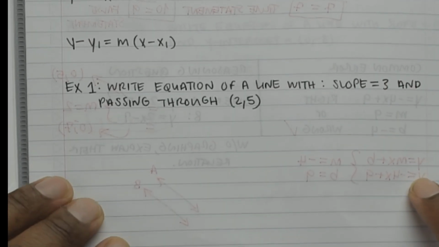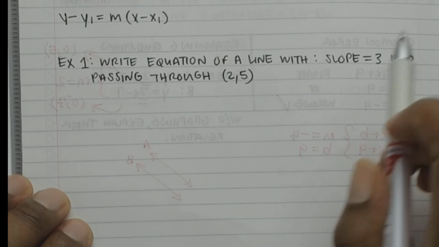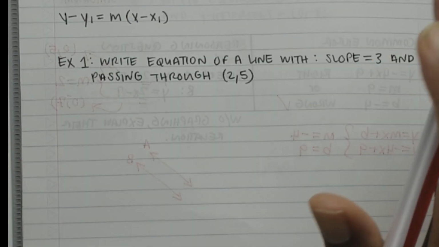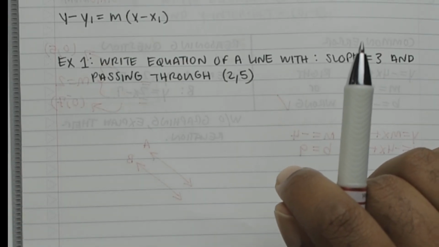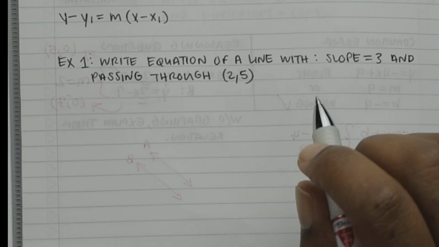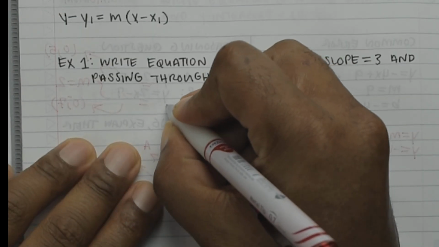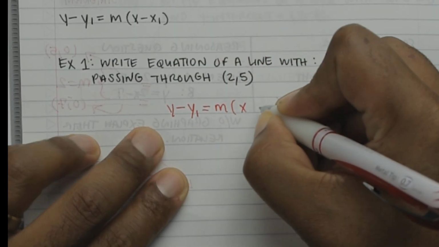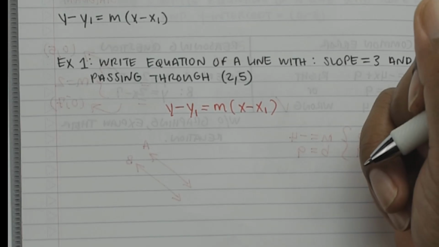Here I have written example number 1, and we're going to look at this together. It says write the equation of a line with a slope of 3 that passes through this point here. Notice we don't know what this equation looks like, but we're going to solve for it. So the slope is 3 and it passes through (2, 5). We're going to start with point slope form: y minus y1 equals m(x minus x1).